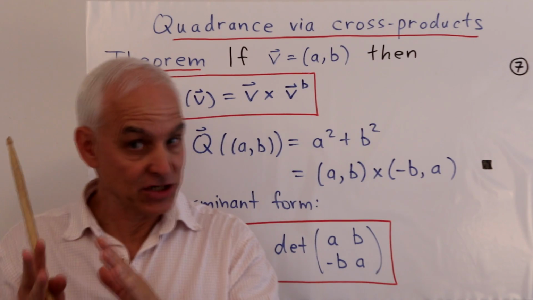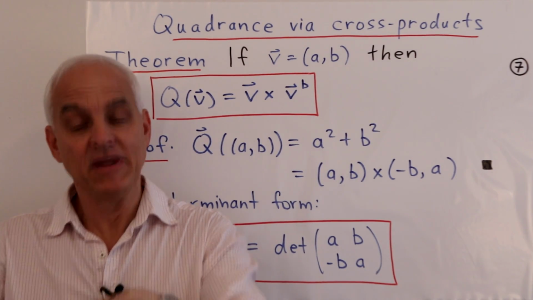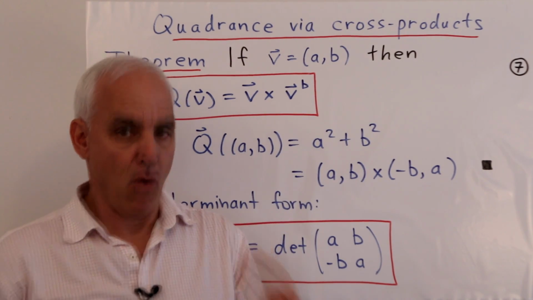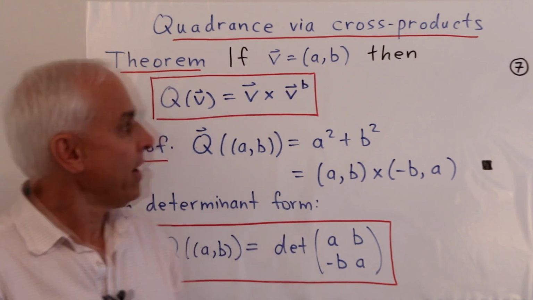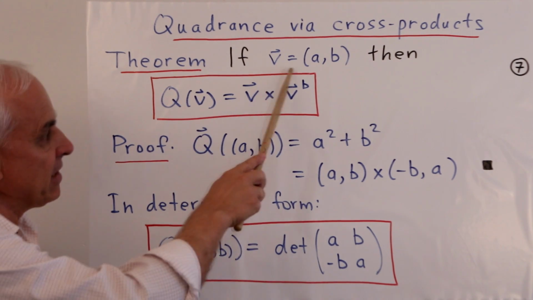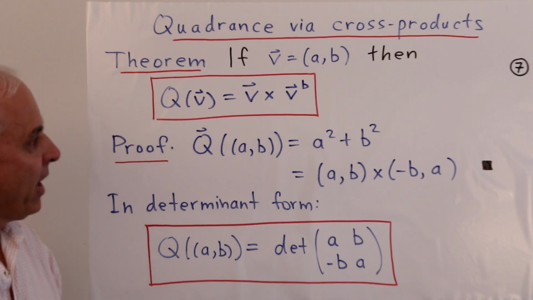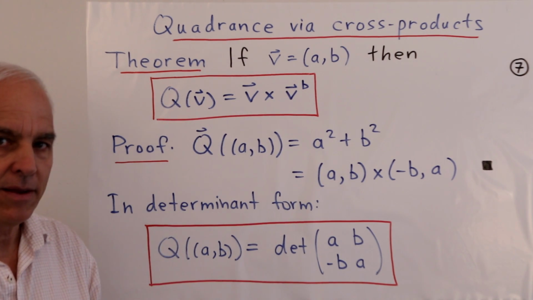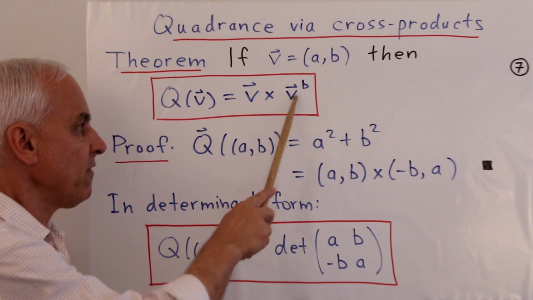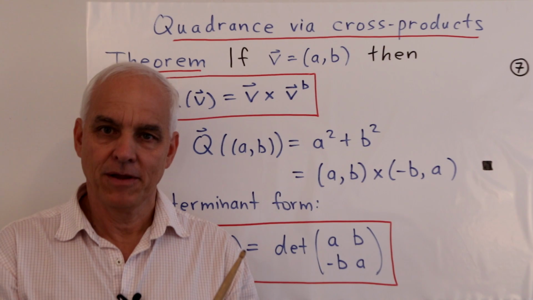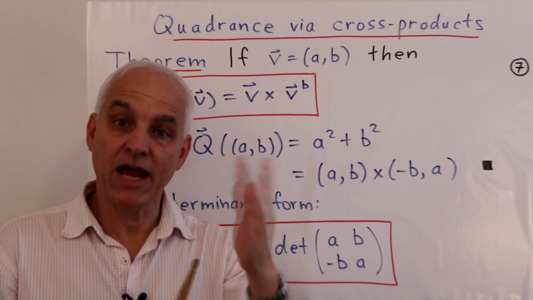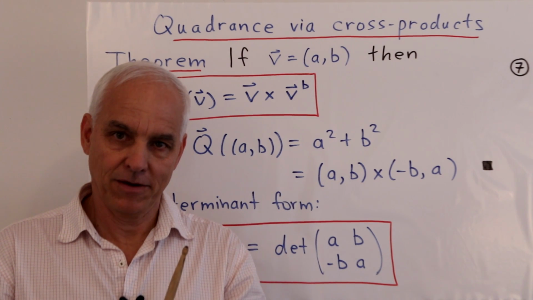And now let us connect the determinant via this cross product with our fundamental metrical quantity of quadrance. The result is the following theorem: that if V is a planar vector, say AB, then the quadrance of V is the same as the cross product of V with V super B, where V super B is that perpendicular rotation of the vector V.